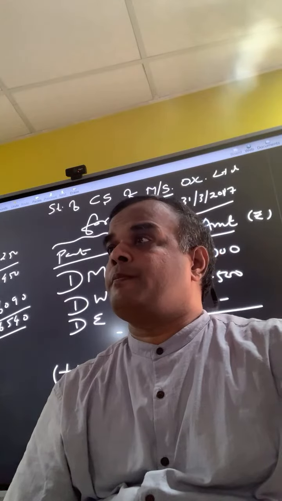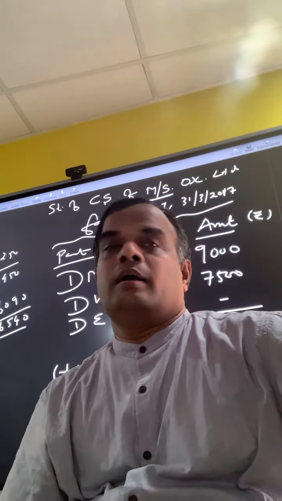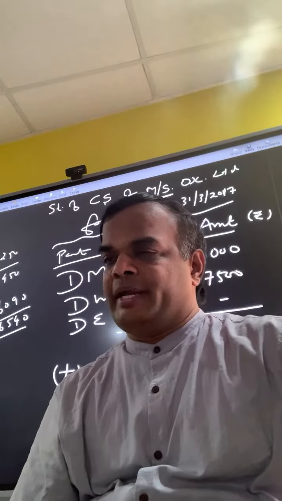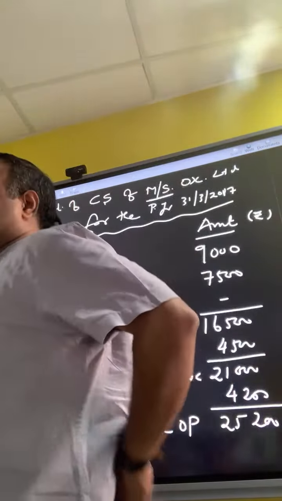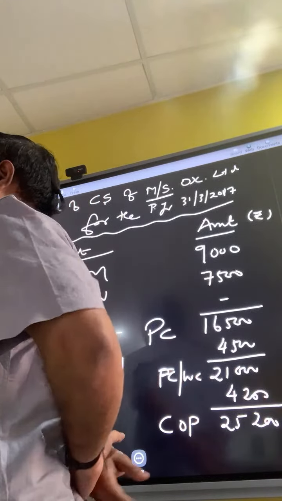Add factory or production overhead. How much is the factory overhead or production overhead? 10,000.